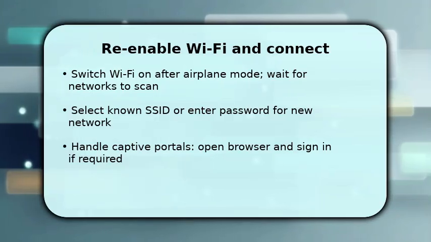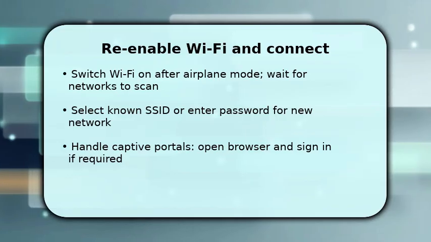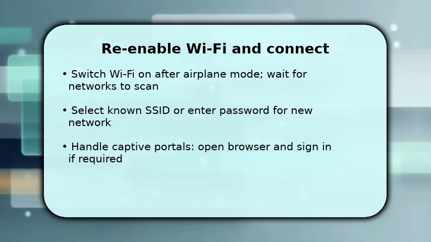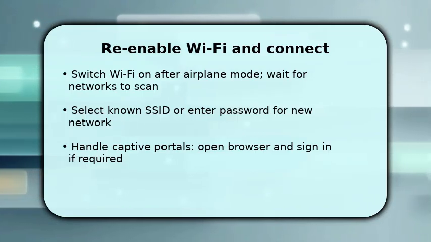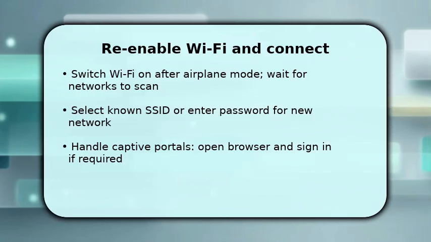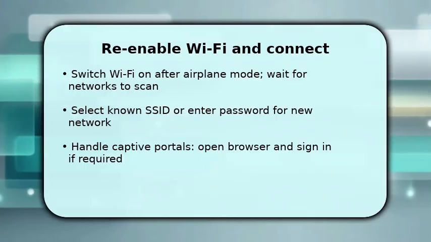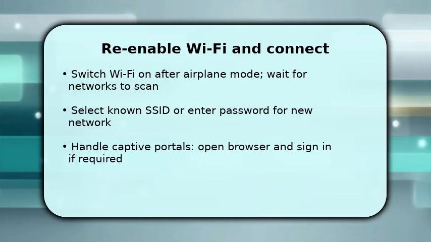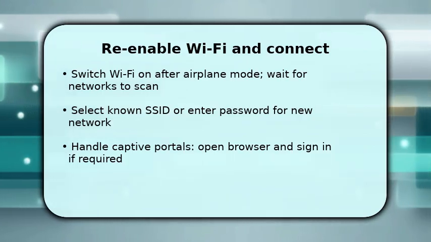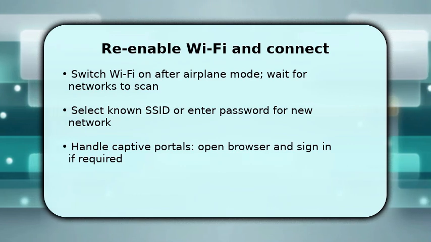Next, re-enable Wi-Fi deliberately after airplane mode is active. This forces the device to use only local networking. Wait for the scan to find SSIDs, then pick your saved network or add a new one and enter the password. If the network uses a captive portal, open a browser to complete the login. Do this immediately so routing and DNS are established. Also re-enable Bluetooth if you need tethered accessories. This sequence ensures you use Wi-Fi without restoring cellular links.